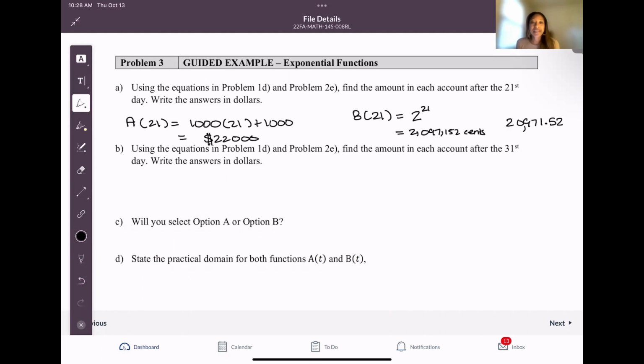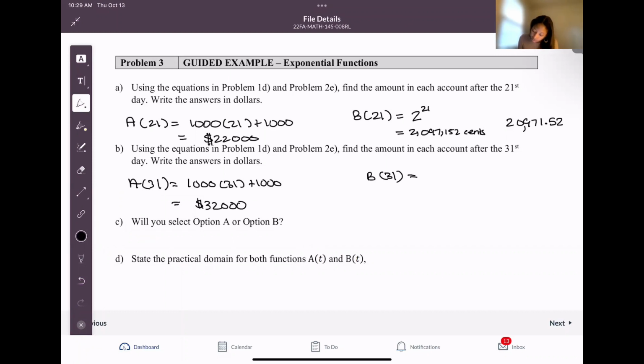All right, and then for the next part, it says use the equations in 1D and 2E to figure out how much we will have at the end of the month. So after the 31 days in January are up, what do we have? It'll be A of 31 versus B of 31. A of 31 is 1,000 times 31 plus 1,000, which would be $32,000. Makes sense, right? You get $1,000 for each day plus an extra 1,000.